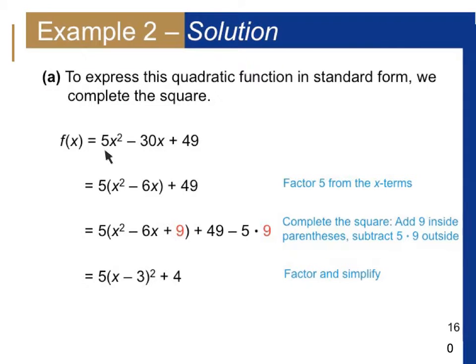Okay, again, to complete the square, we're going to focus on the first two terms, the x squared and the x term, and factor out that a, that 5. So we're going to factor the 5 out of the x squared and also out of the 30x. So we get 5 times x squared minus 6x. Keep the 49 off to the side.